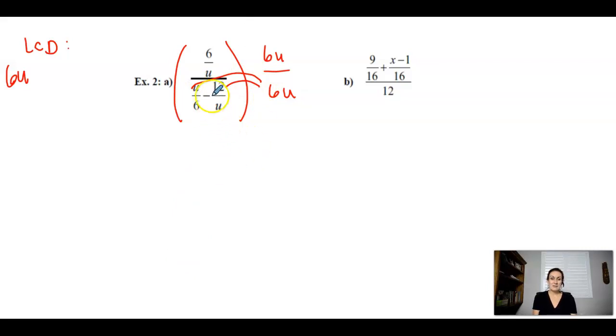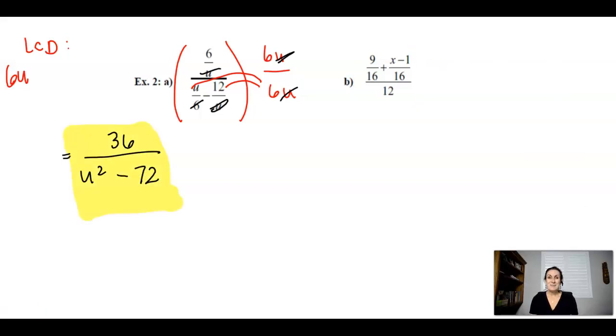Let's see what we have left. This U will cross cancel with this U, giving me 6 times 6. You always multiply what's left. Over 6 will cancel with the 6, leaving me U times U, which is U squared. And then you've got a subtraction. Be really, really careful with those subtractions. So you need the subtraction. The U is going to cancel with the U, and then you multiply 12 times 6, which is negative 72. So subtract 72.